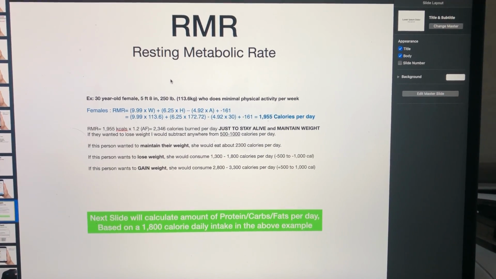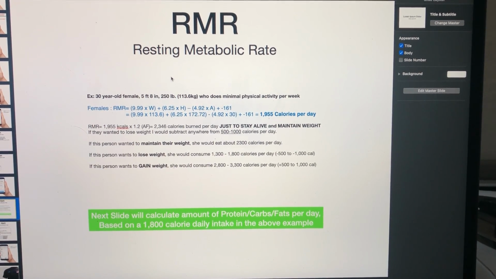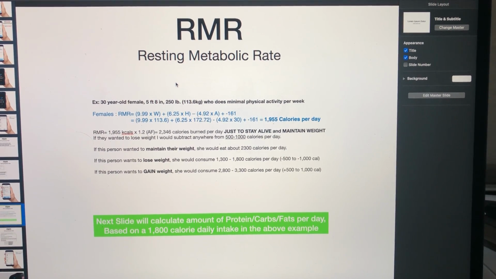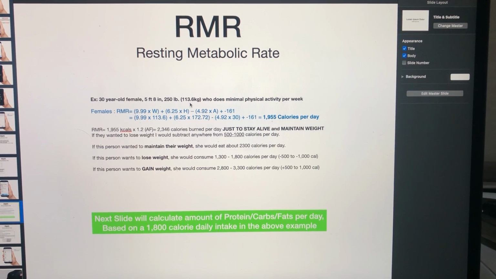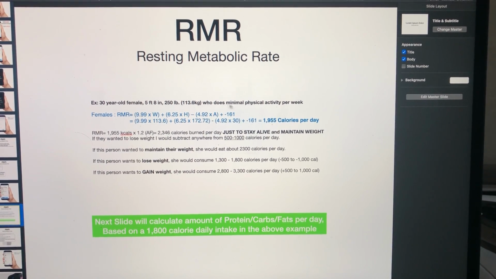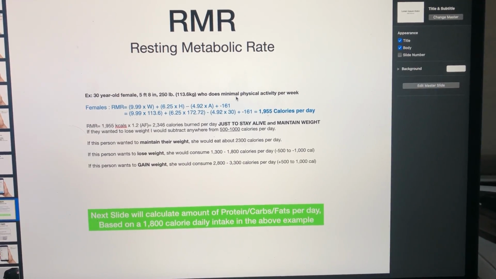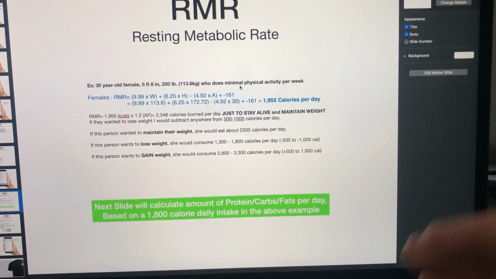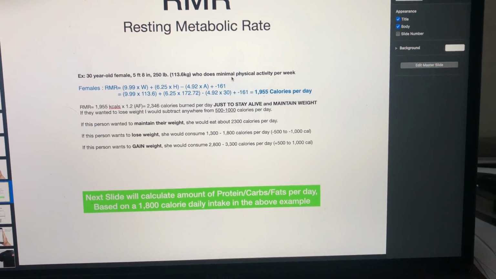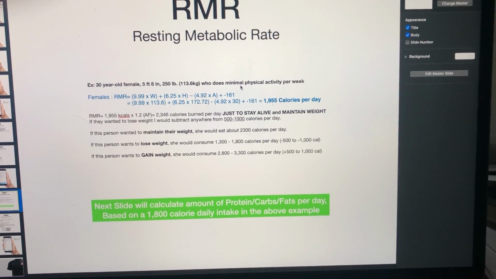So here's just a quick example of a 30-year-old female who's 5'8", 250 pounds, which is 113 kilograms, who does minimal physical activity per week. So I'd consider this person sedentary or low active, but we're just going to go with sedentary.